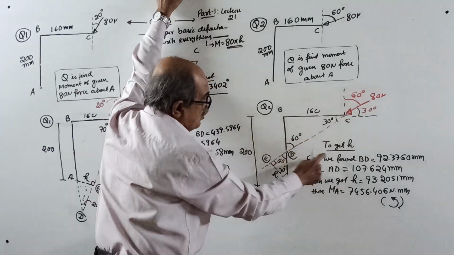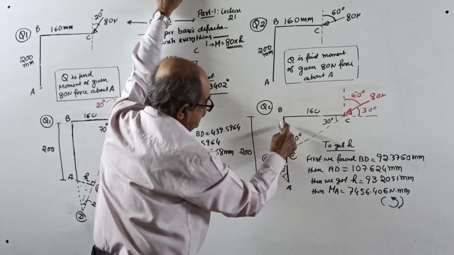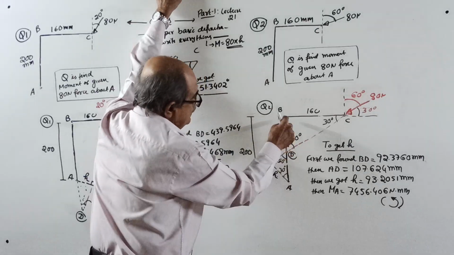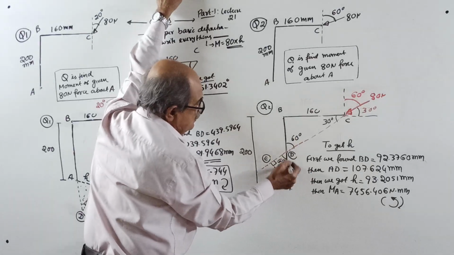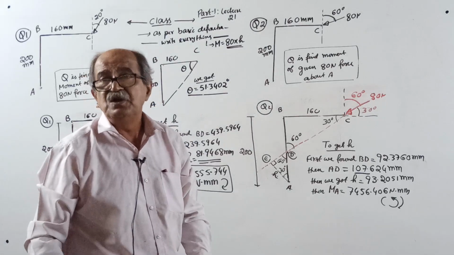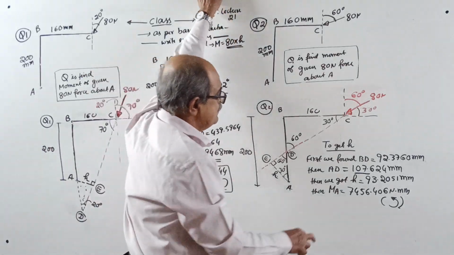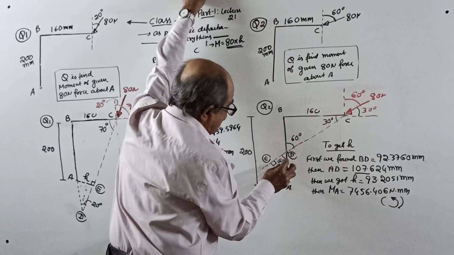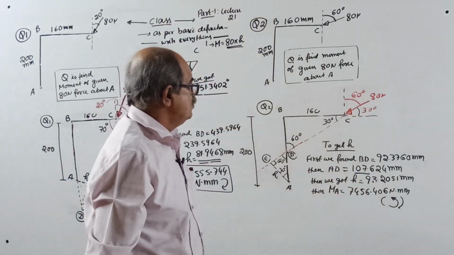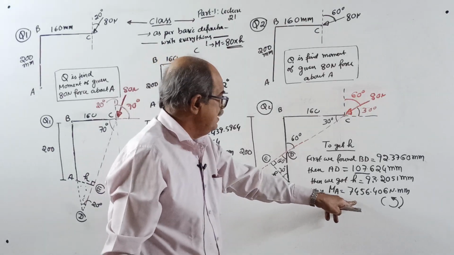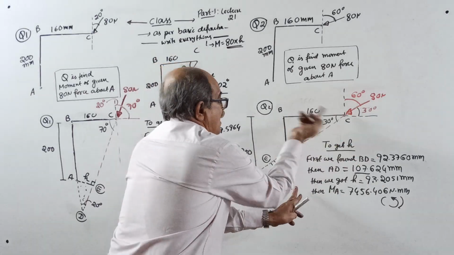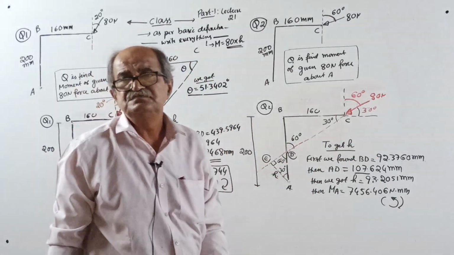Once he got B to D, and B to A is already known, 200, from 200 he subtracted B to D. He got A to D, 107.624. Actually, you should write I got, because if you solve it, once I get that one, using that small triangle he got H equal to 93.2051. Then he got the moment 7456.406. But this time it is about A, anti-clockwise. He got the answer.